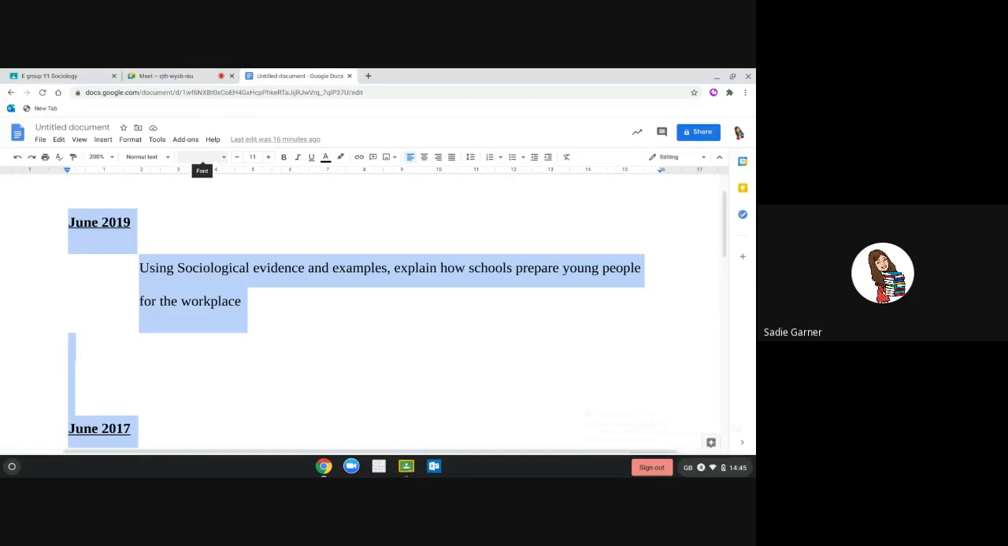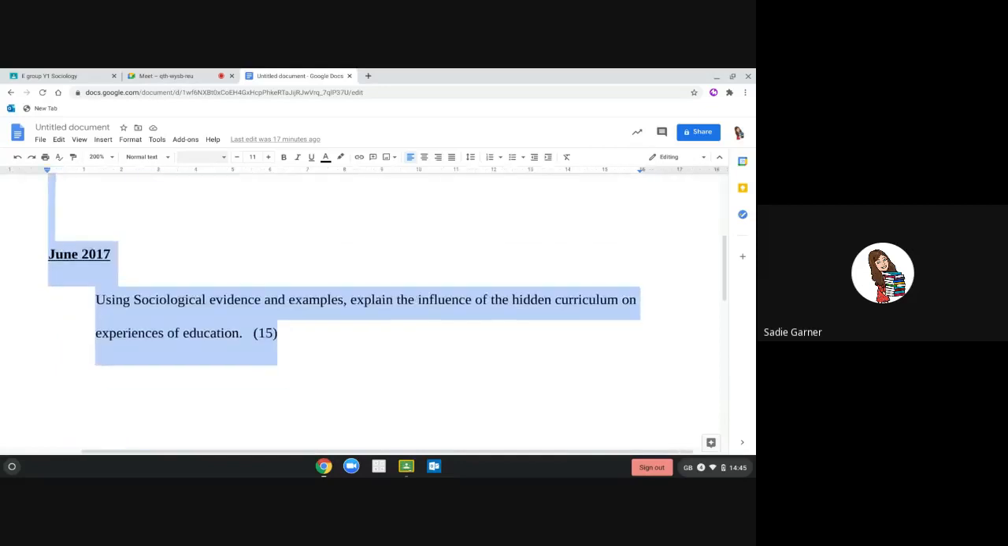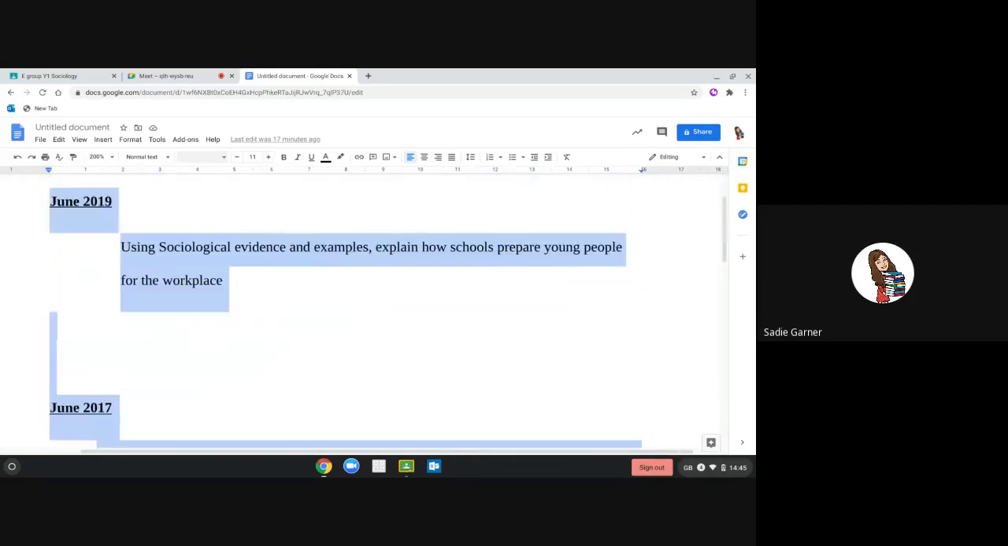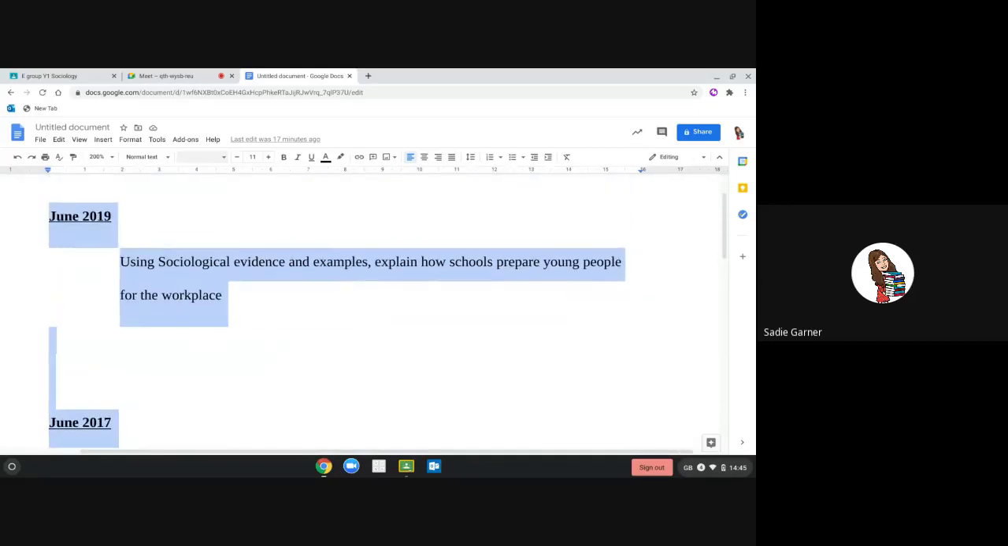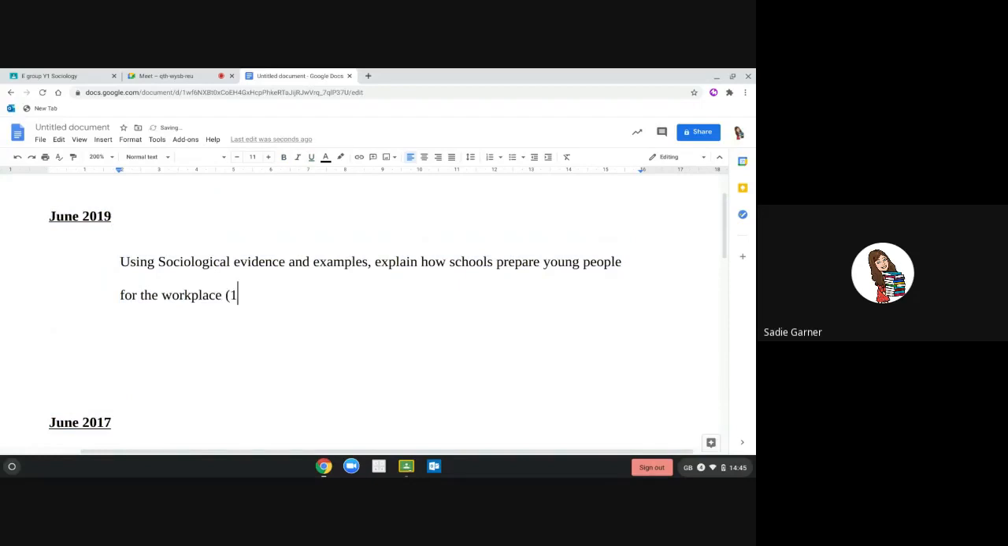Hello, folks. I'm going to model some previous exam questions that relate to the functionalism and Marxism sections of the education topic that we've done. So the blue grid and the red grid. We're going to look at two of them. The first one I'm going to look at is the June 2019 15 marker that was asked of students in 2019.